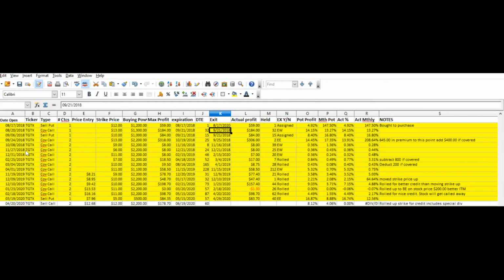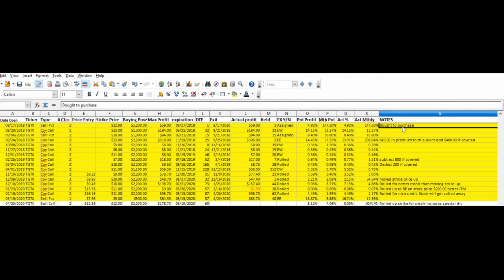This was a trade I took early in my journey. I started the end of July doing this, so this is August 17th of 2018. So I've been doing it less than a month. Came across this ticker TGTX. It's a biotech company. And I sold a put, one contract. I did a strike price of $12. I say here in my notes that I bought the purchase.